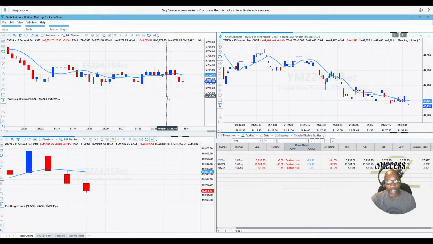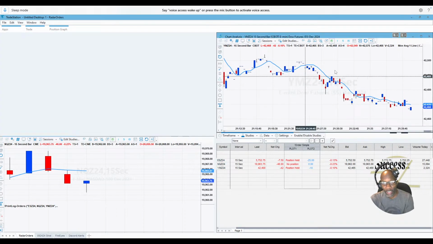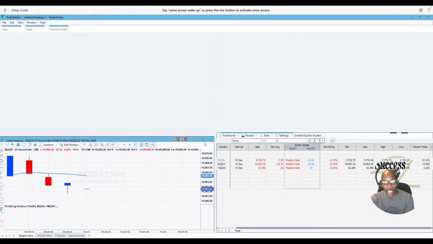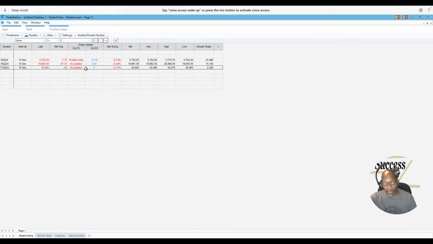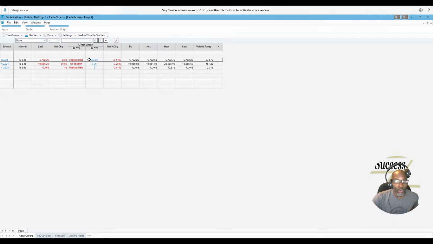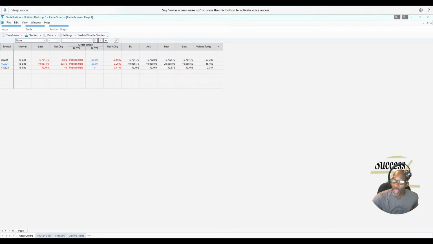So I can actually close this window. I'm telling you, it has nothing to do with what's going on. The magic is happening on RadarScreen. So my algo, or my indicator, my strategy is running within OrderSimple. And when it tells me to take an order, it takes a position, and then it spits back out to me what my profit loss is. And that's a beautiful thing.